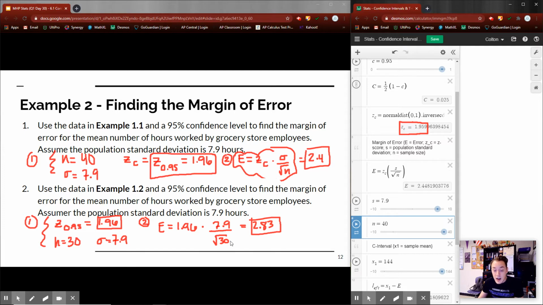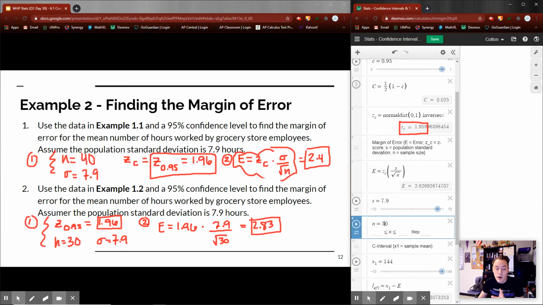Now, if I go to the second one, it's still 1.6, so that doesn't change, but my N does change. My standard deviation doesn't change, but my N changes. So let's change that to 30, and notice now I have 2.826, which the 6 rounds to 2.83. So again, use your margin of error calculator here because we're going to be using it a lot.